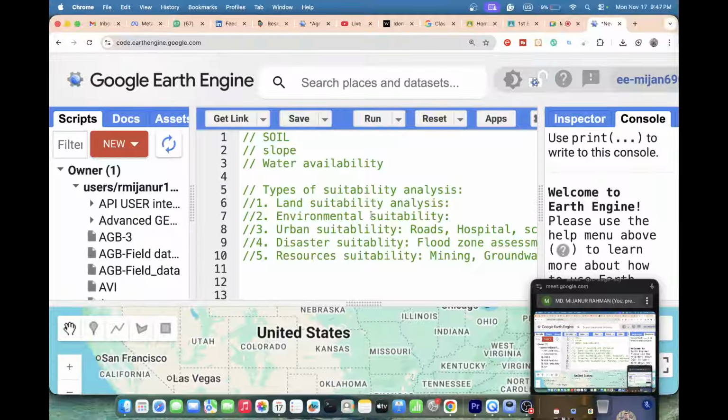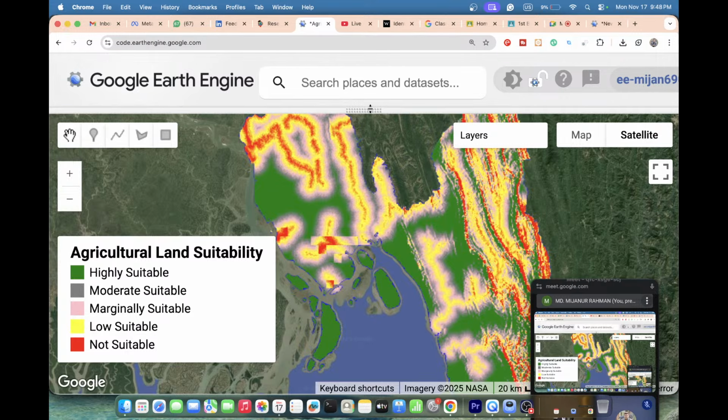Just apply the same process: land suitability, agriculture, forestry, or livestock or irrigation, environmental suitability, suppose pollution risks, or identify wildlife corridors. Same for urban or infrastructure suitability, road suitability, hospital suitability, school suitability, airport suitability, such disaster suitability, same. Okay, flood zone assessment, landslide prone area, drought risks, or resource suitability, identify mining potential zone, groundwater resource, solar, wind, or farm suitability. Okay, so there are a lot of uses we can easily do, but the process is the same all the time. So now if you check, I try to explain this part, then you get the idea.